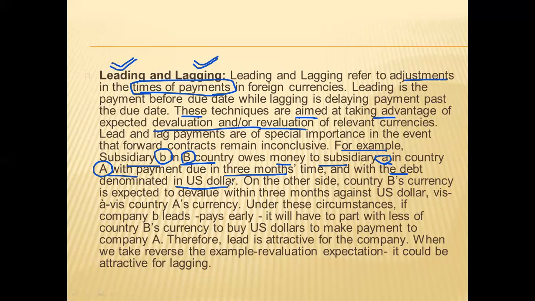Now, what can be the position if country B's currency is expected to devalue within 3 months against the US dollar? That is with reference to country A's currency. Then, in such circumstances, it can use the leading and lagging technique. It can either make the payment early or it can delay the payment also. So, leading and lagging, just understand, is delaying the payment or making the payment early.